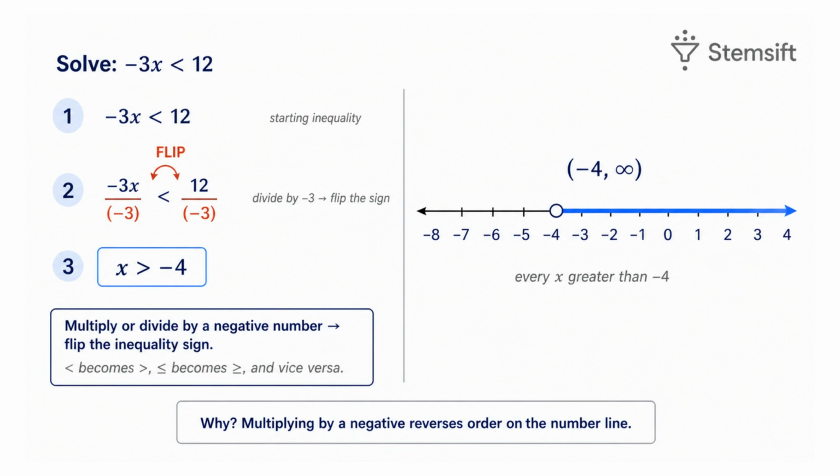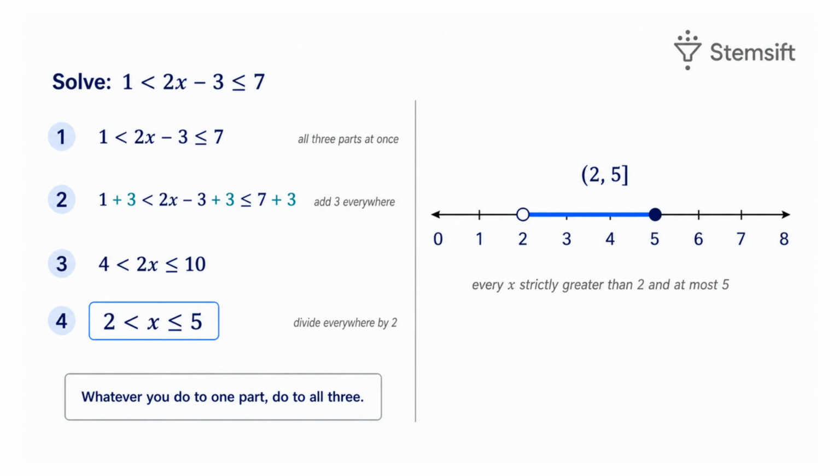Now, we've solved a one-sided inequality. But sometimes you'll see something stricter, an inequality with bounds on both sides at once, like 1 less than 2x minus 3 less than or equal to 7. These are called compound inequalities, and they have a neat little trick to them. Let's look at one. A compound inequality is just two inequalities stacked into one statement.